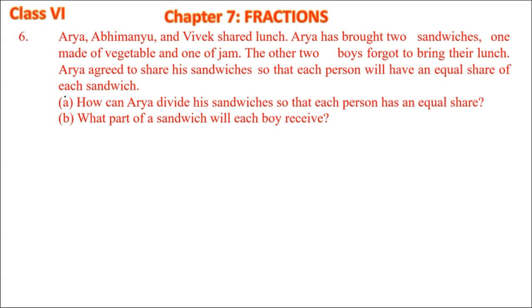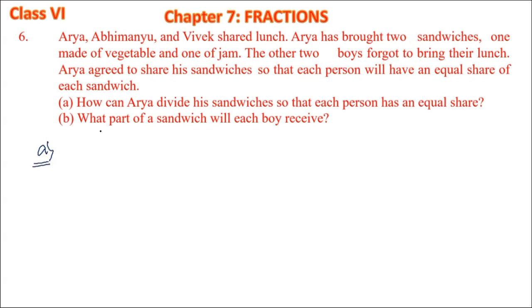Question number 6. Arya, Abhimanyu and Vivek shared lunch. Arya has brought 2 sandwiches, one made of vegetables and one of jam. The other 2 boys forgot to bring their lunch. Arya agreed to share his sandwiches so that each person will have an equal share of each sandwich. Here there are 2 sub-questions. The first sub-question is, how can Arya divide his sandwiches so that each person has an equal share? The second sub-question, what part of sandwich will each boy receive?